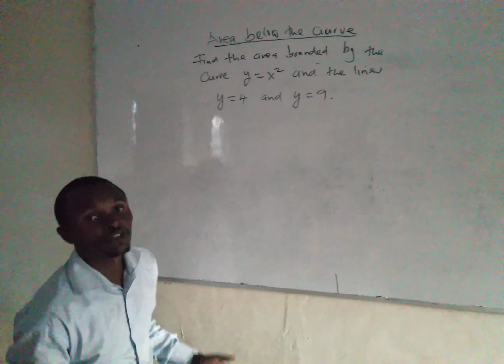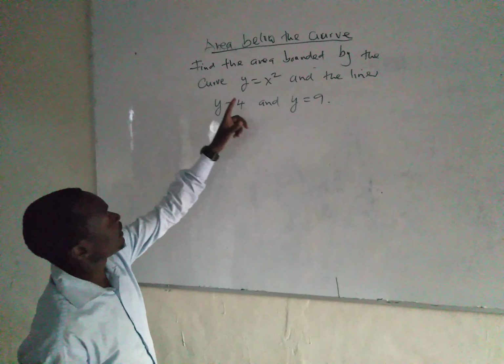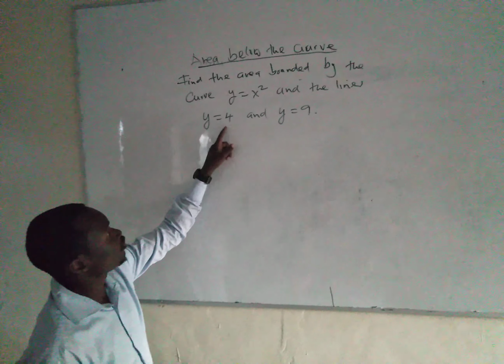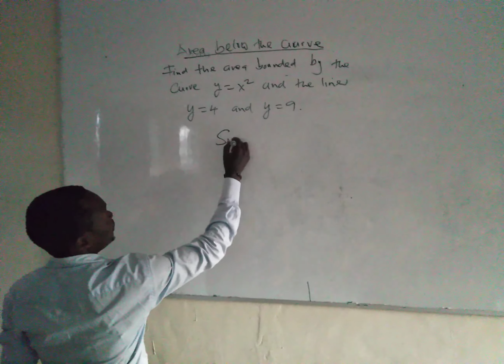So welcome to this video on area below the curve. I'm going to do a question that reads: find the area bounded by the curve y equals x squared and the lines y equals 4 and y equals 9. Solution.